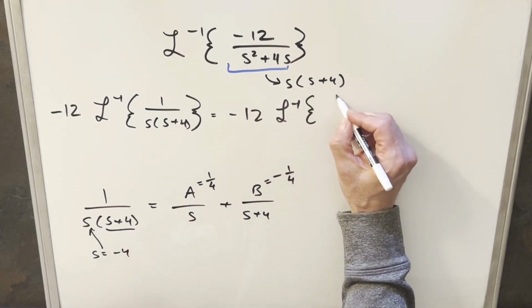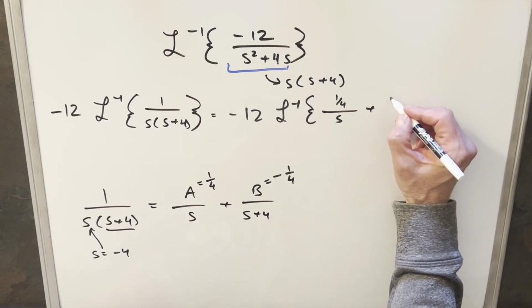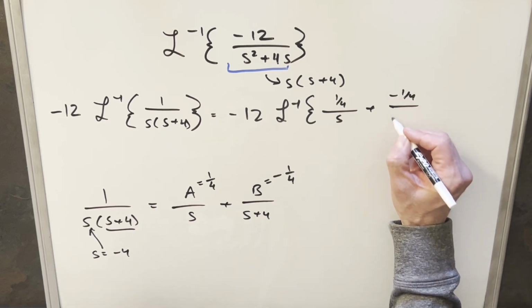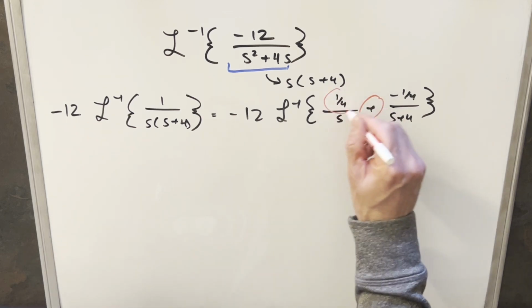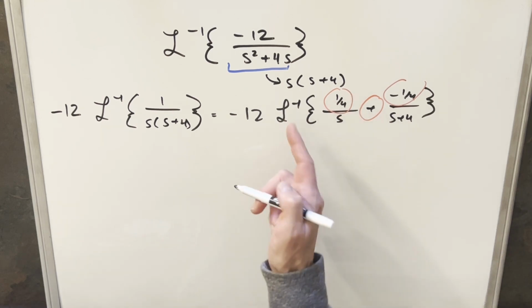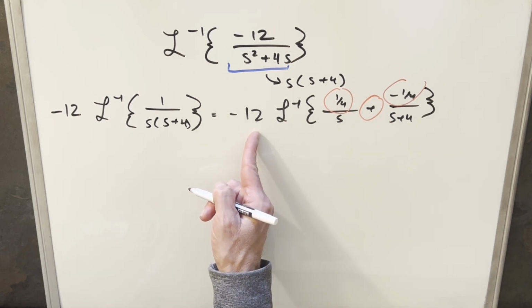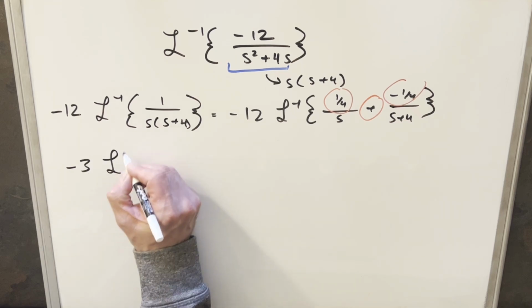So for this first part, we're going to have just 1/4 over s. And then for the second part, we're going to have minus 1/4 over s plus 4. But again, I can split this up on the plus sign and factor out the constants here. Okay, so we'll do all that kind of in one step. So factoring the 1/4 out and multiplying it times minus 12, we're going to have minus 3 in front, and then we'll have the inverse Laplace.